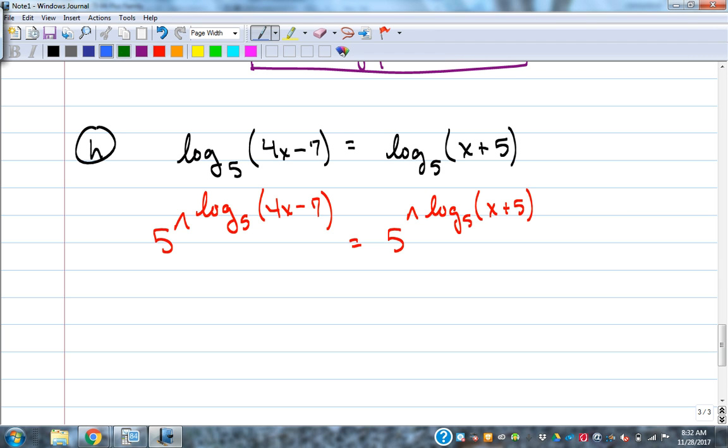The log base 5 and that 5 that's a base cancel each other out, just like they did when we were doing the exponential equations. So that these are gone. All I've got left is 4x minus 7 equals x plus 5. And then we solve that equation just like we would in chapter 3 of an Algebra 1 book. Just get x by itself. Subtract x. 3x minus 7. Add 7.